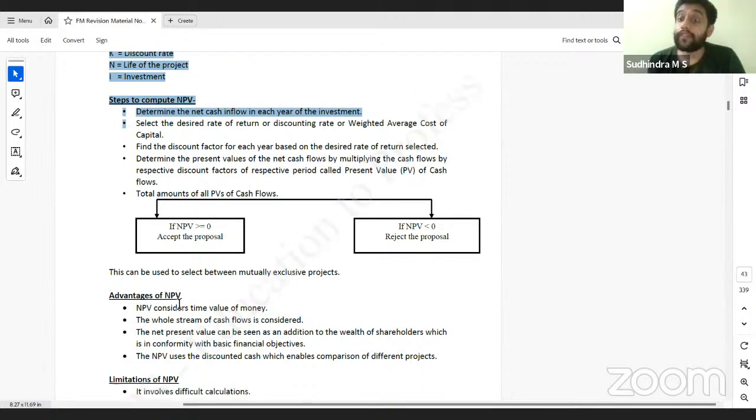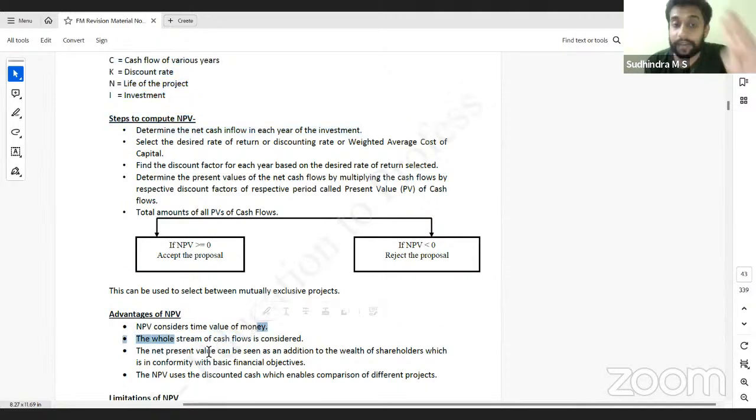Here again, all cash flows are considered. The whole stream of cash flows is considered. NPV can be seen as addition to the wealth of the shareholders. How? Considering the discount rate also, if the NPV is positive, that means it is really adding value to the shareholders. So, NPV can be considered as addition to the wealth of the shareholders.